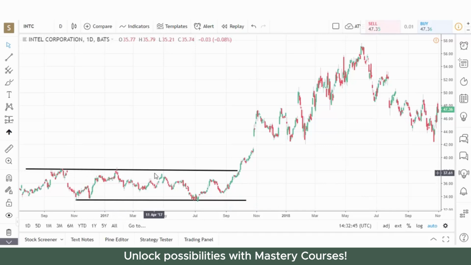So when the stock broke through this resistance level right around $38, you can see the stock then made a huge move to the upside, eventually reaching right around $57. So the stock had been trading in this range or consolidating for over a year. And when the stock broke through resistance, it made a large move.